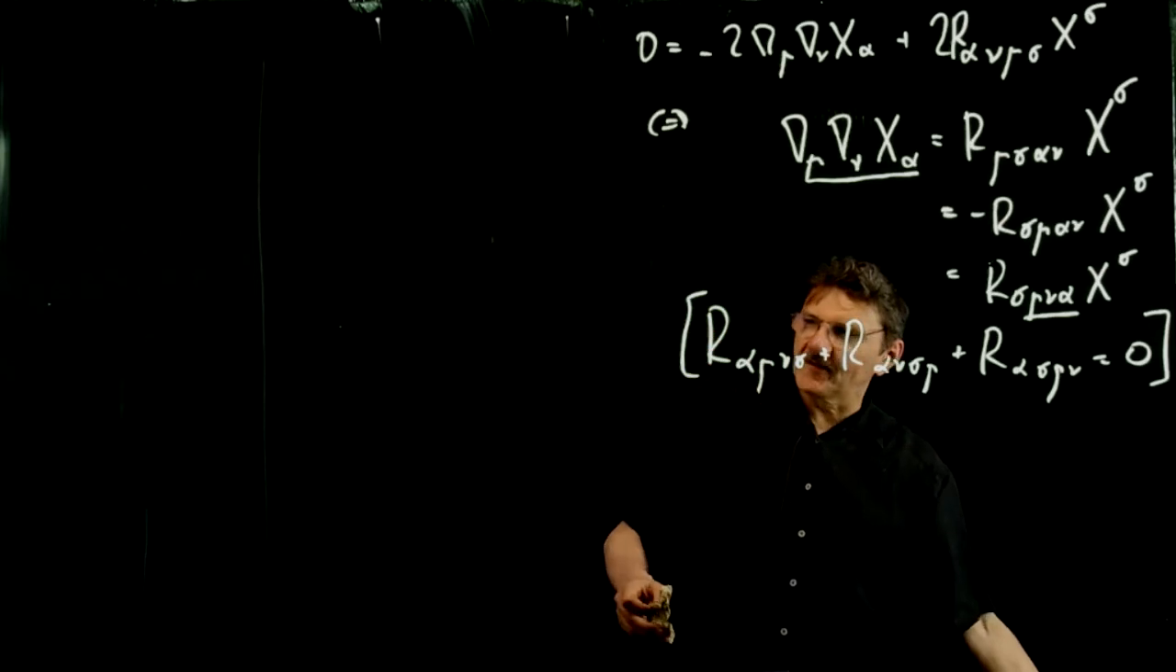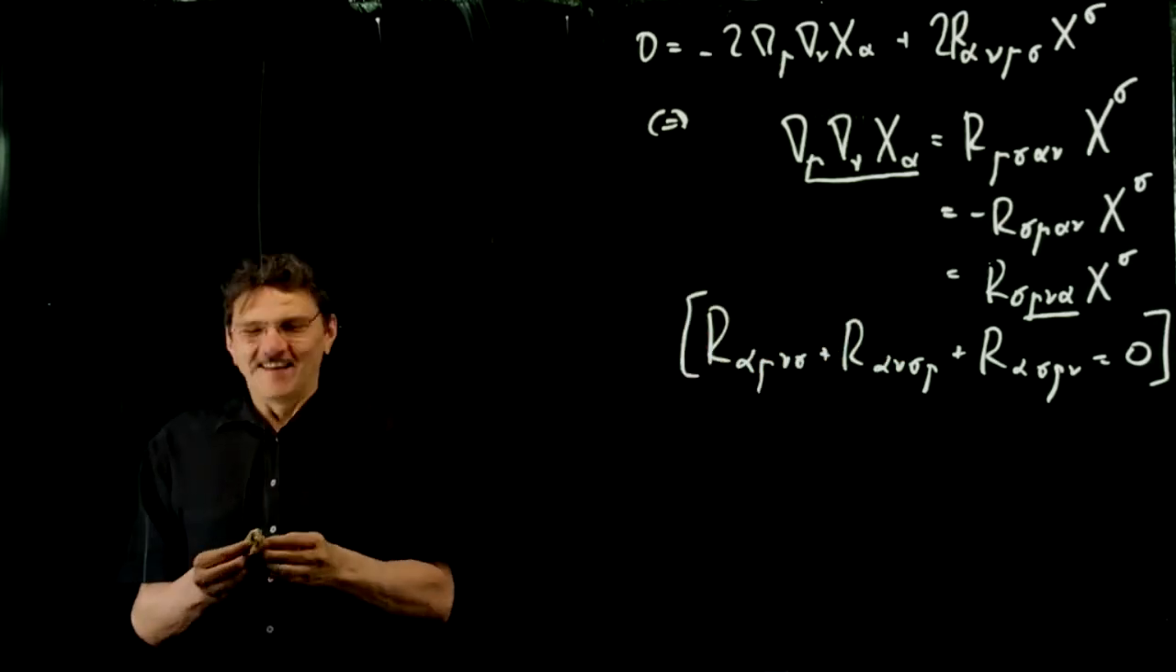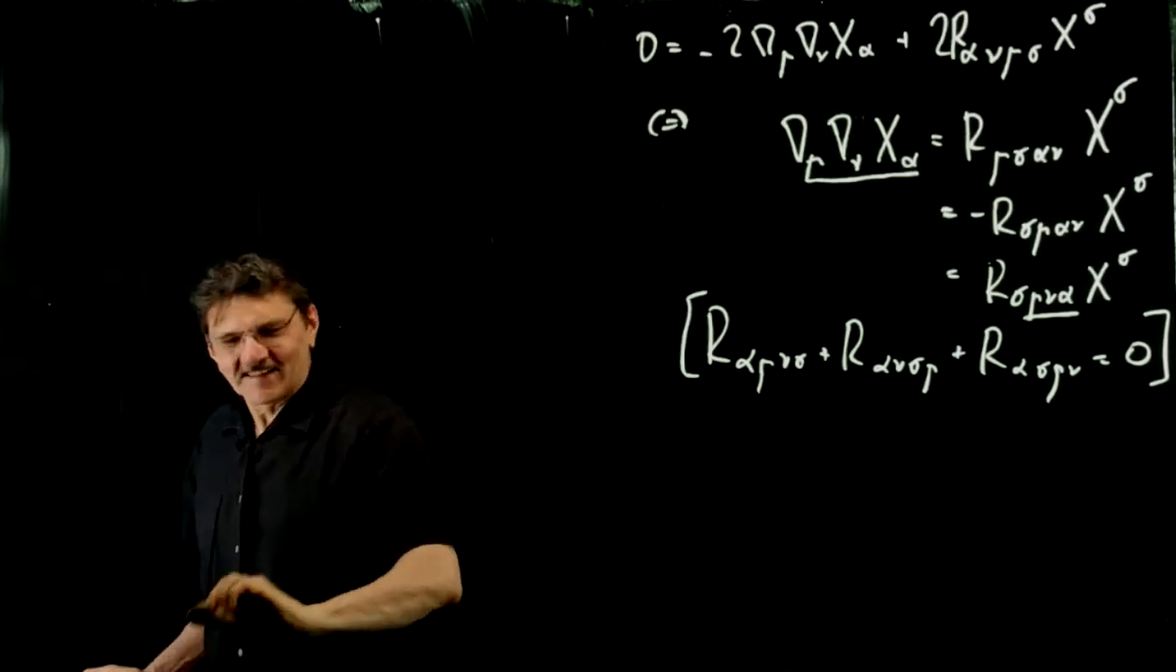The safe thing would have been to say one of the Bianchi identities. We're using one of the Bianchi identities. Shame on me.